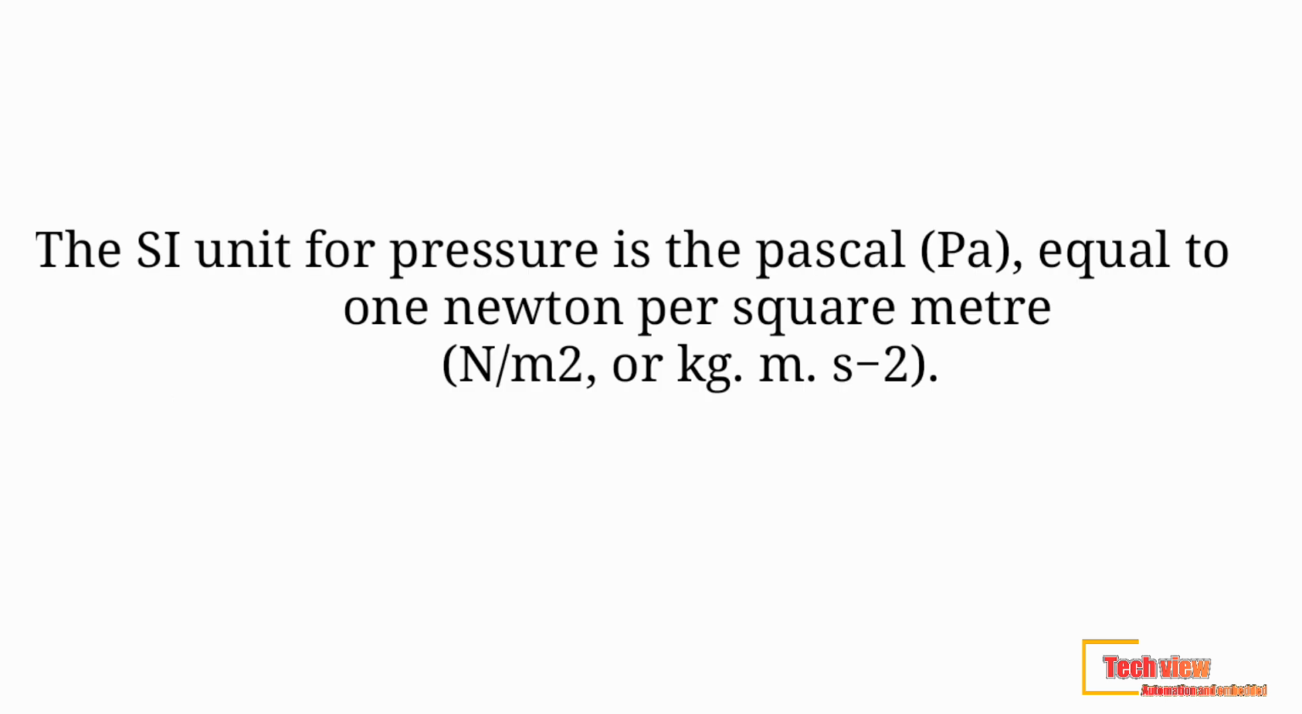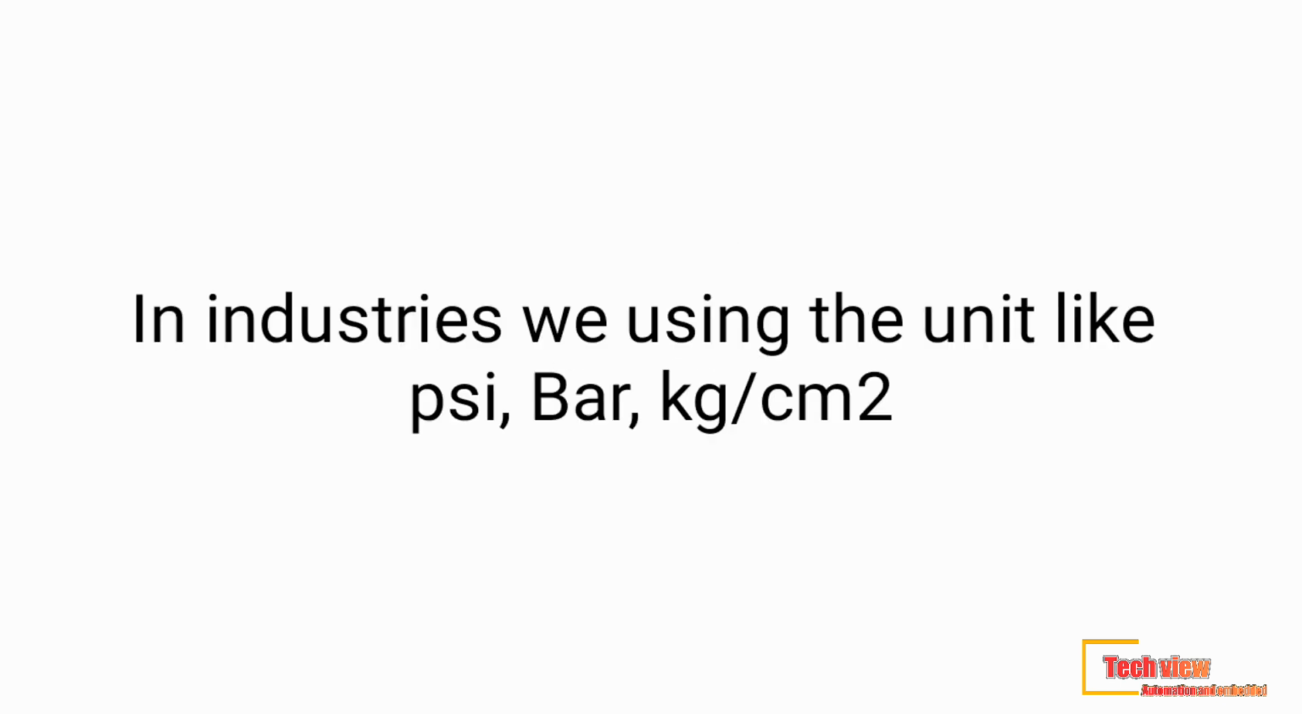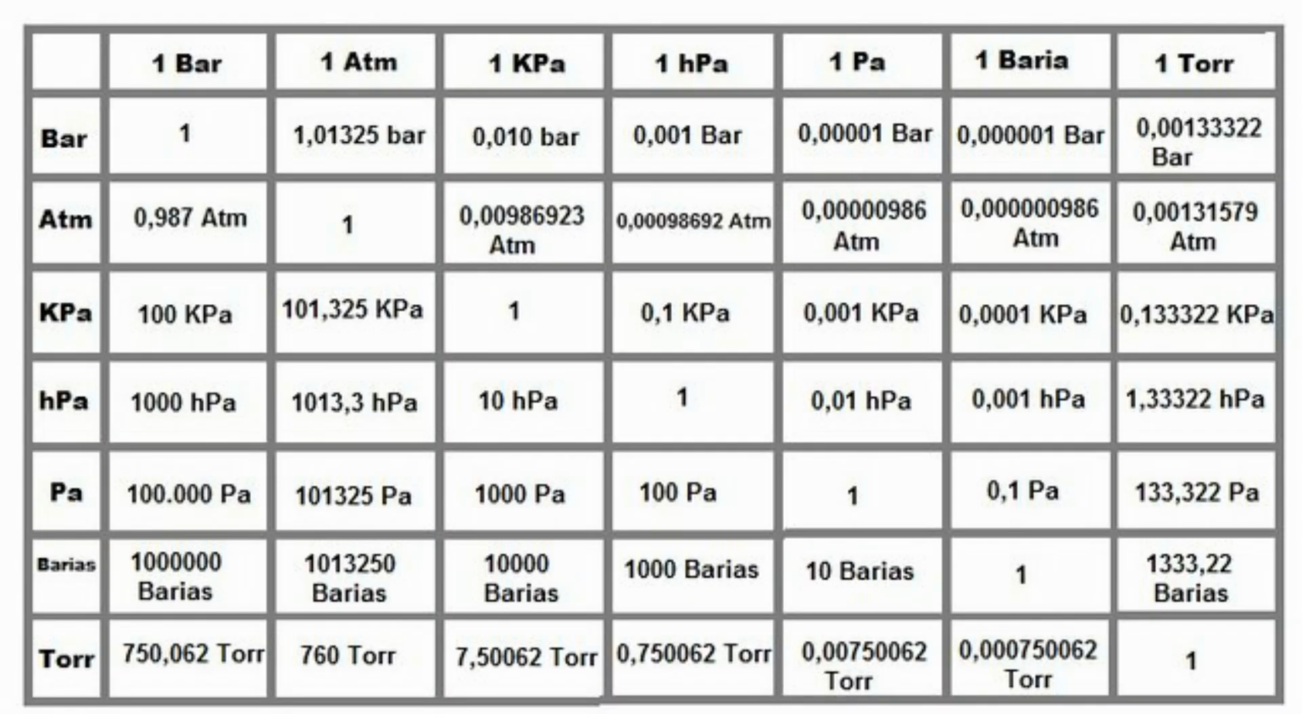The SI unit of pressure is the Pascal. One Pascal is equal to one Newton per square meter. Commonly in industry we use units like pounds per square inch, bar, and kg per square cm. The conversion table is shown on the screen. We can use this unit conversion table to convert pressure from one unit to another.